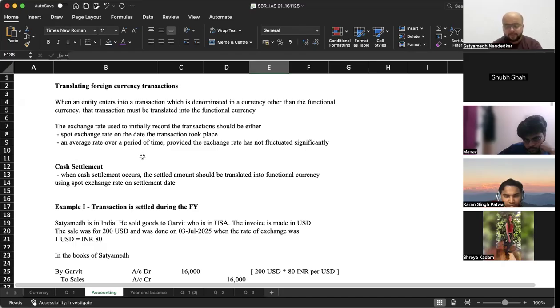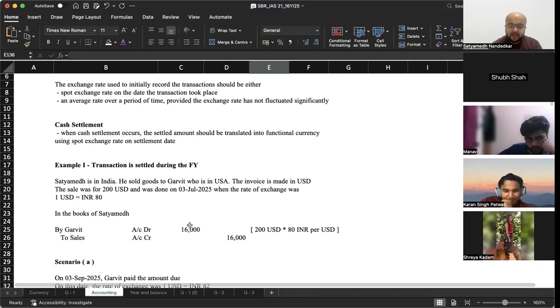It is a sale of $200, and of course, I cannot account for the transaction in dollar. Why? Because that is not my functional currency, so I will have to convert. On the date the transaction took place, the exchange rate was $1 equal to 80. So I multiplied 200 by 80 and I got 16,000. In the books of Satyamed, the transaction is recorded as Garvit account debit to sales, 200 US dollar into 80 INR per dollar, recorded at 16,000.